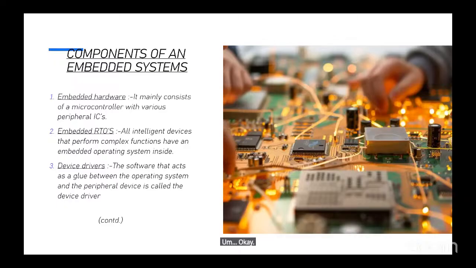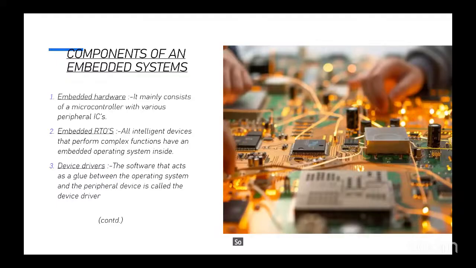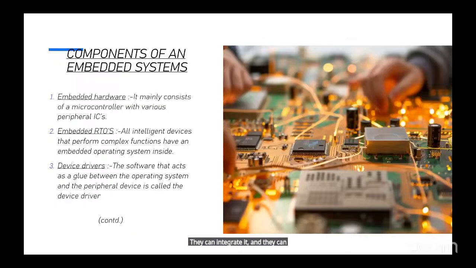We have seen that we are connecting our Bluetooth devices to the mobile phone. So the mobile phone is one product and the Bluetooth device is another product. Both are peripheral devices. If we have to connect both devices to work as one product, that is why we are using the device driver. Each device will have its own device driver, so that they can be integrated and work efficiently as a product. So this is where device drivers come into the picture in the embedded world.